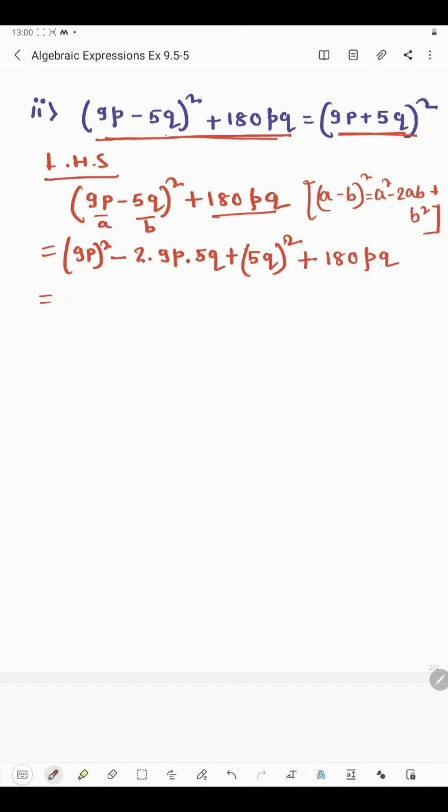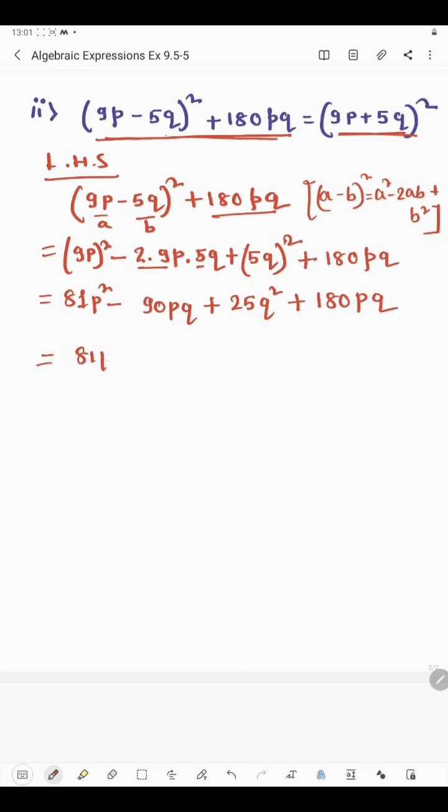Now (9p)² means 9² is 9 into 9, 81, and p², minus 2 into 9 is 18, 18 into 5 is 90, p into q is pq, plus (5q)², so 5² means 5 into 5, 25, and q², plus 180pq.